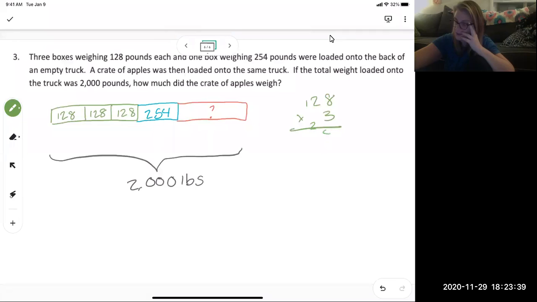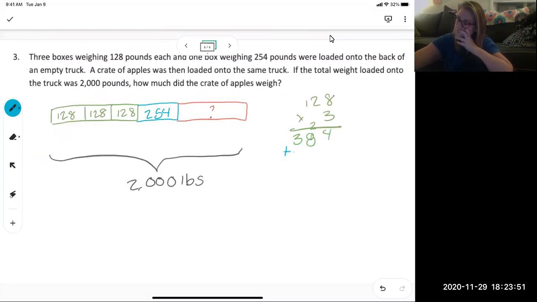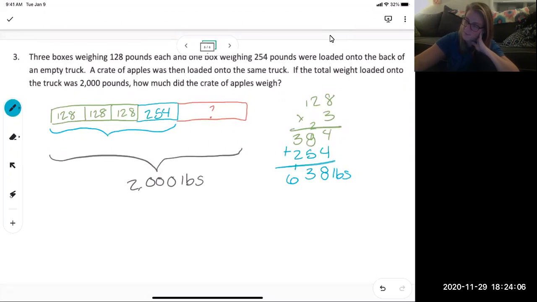So 8 times 3 is 24. 3 times 2 is 6, plus our carried 2 is 8. And 3 times 1 is 3. So 384, and then we want to add our 254. That gives us 638 pounds. Okay, so this total right here is 638 pounds. Now, how are we going to find the amount of apples? What are we going to do in order to find that weight of the amount of apples?